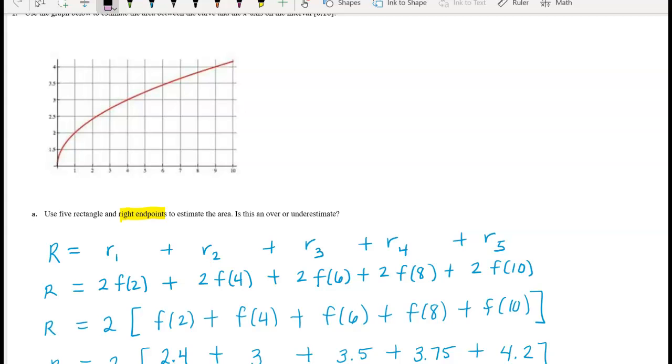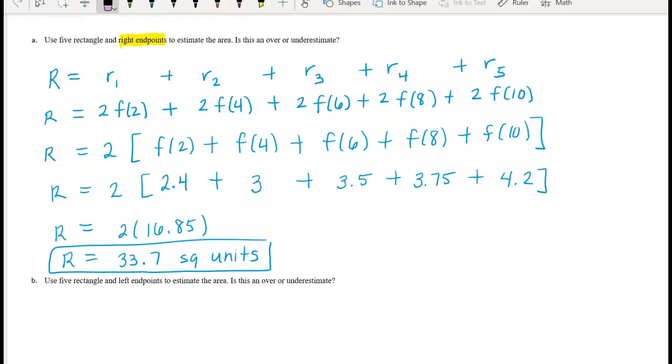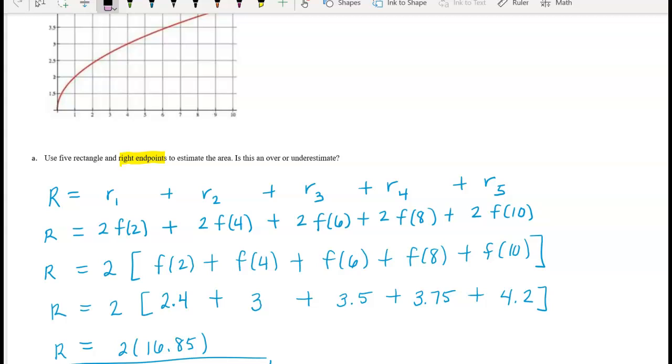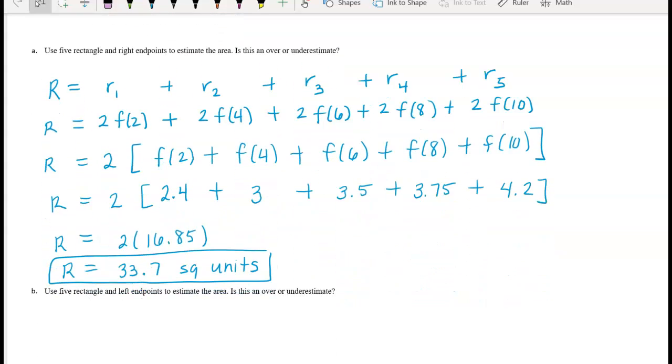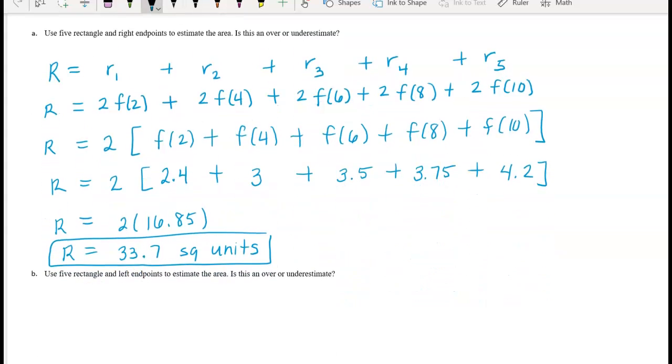We're still going to have 5 rectangles. Oh, we didn't answer one of the questions above. Based on what we're doing for part A, this is going to be an overestimate because the rectangles that we drew were above the curve, right? So this is an overestimate.